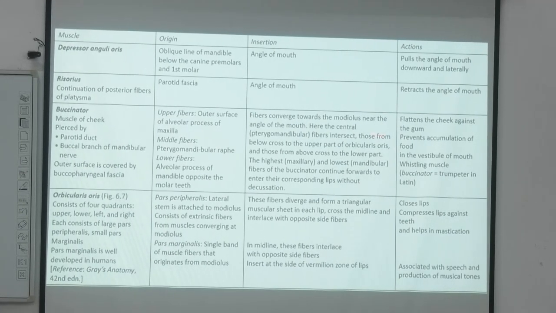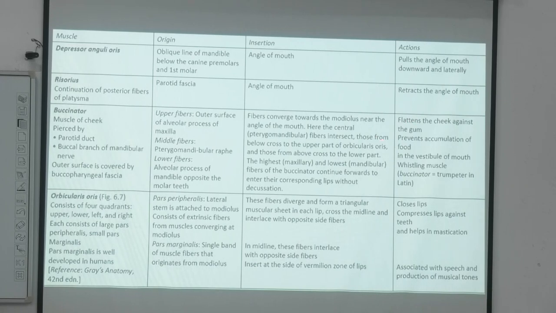Okay, what is the function? It flattens the cheek against the gums and teeth, and prevents accumulation of food in the vestibule of the mouth. It is a whistling muscle. That whistling muscle is important. Okay, why buccinator? This word in Latin means trumpeter. It helps in whistling. Next is orbicularis oris.